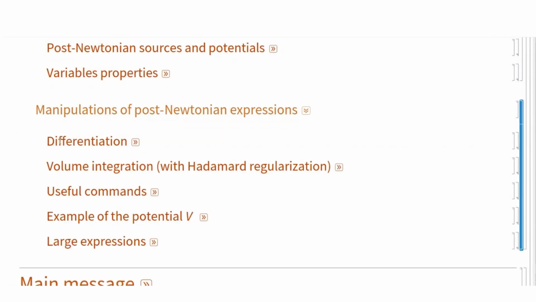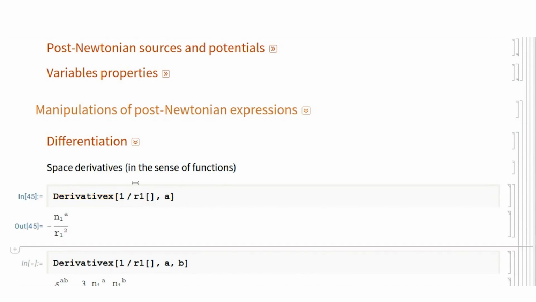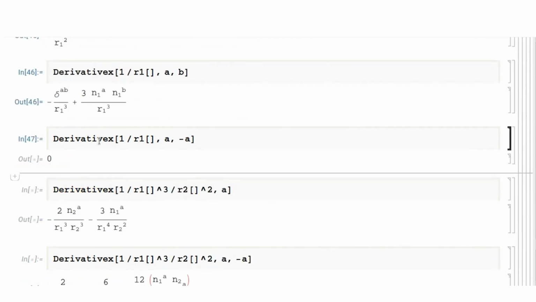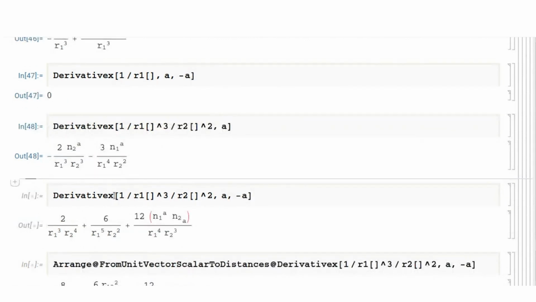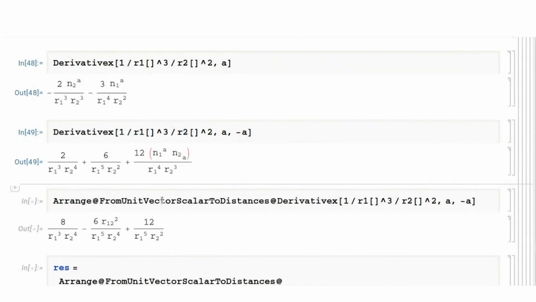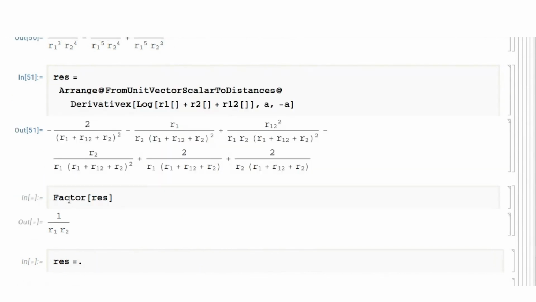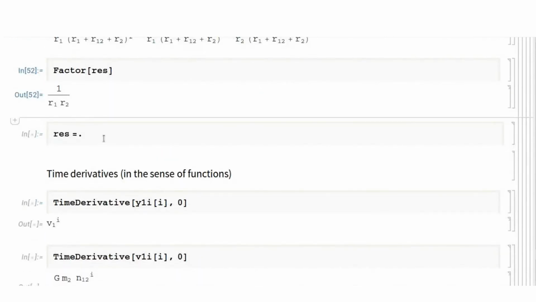Let's go to the core of this. You can differentiate 1 over r1, for instance. Okay. Second derivative, the Laplacian of 1 over r is 0. This is a well-known property. You can do it on more complicated combinations involving the two bodies, y1 and y2. You can then use the command simplifying scalar products and arrange things a bit. You can do that on this logarithmic kernel, and the result can be further simplified with factor, and it's well known. So it's a very good check.